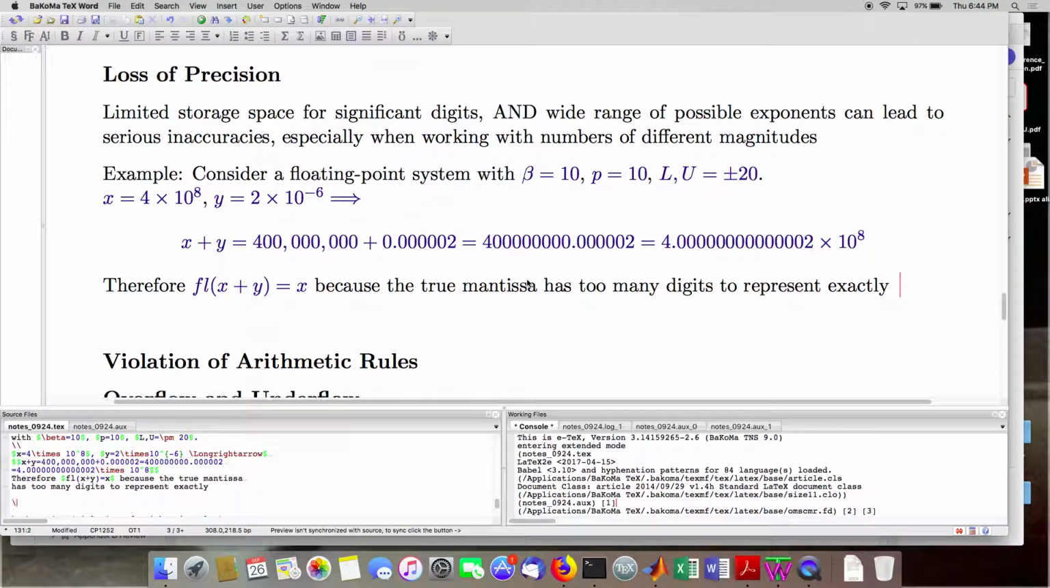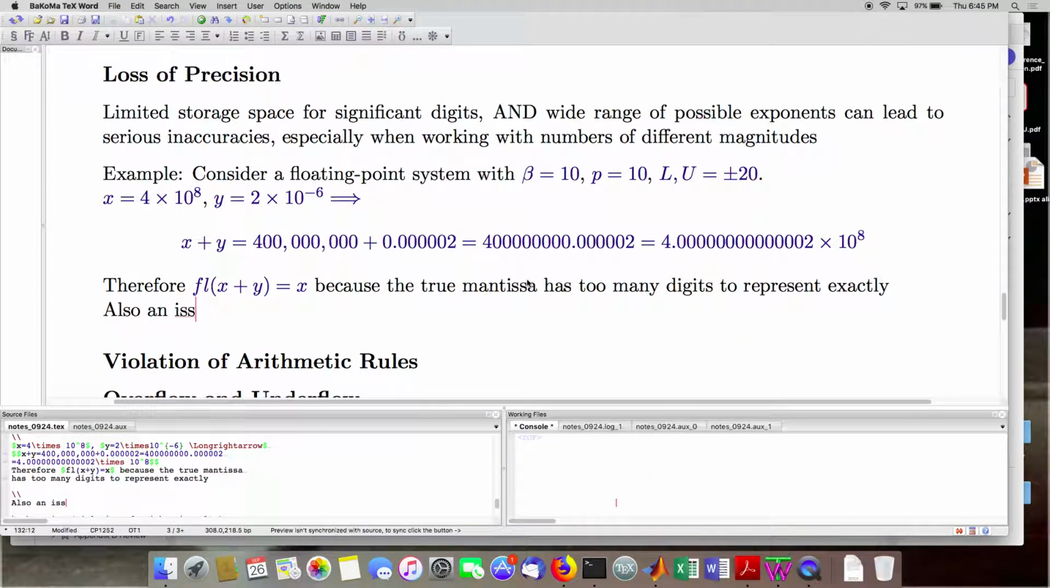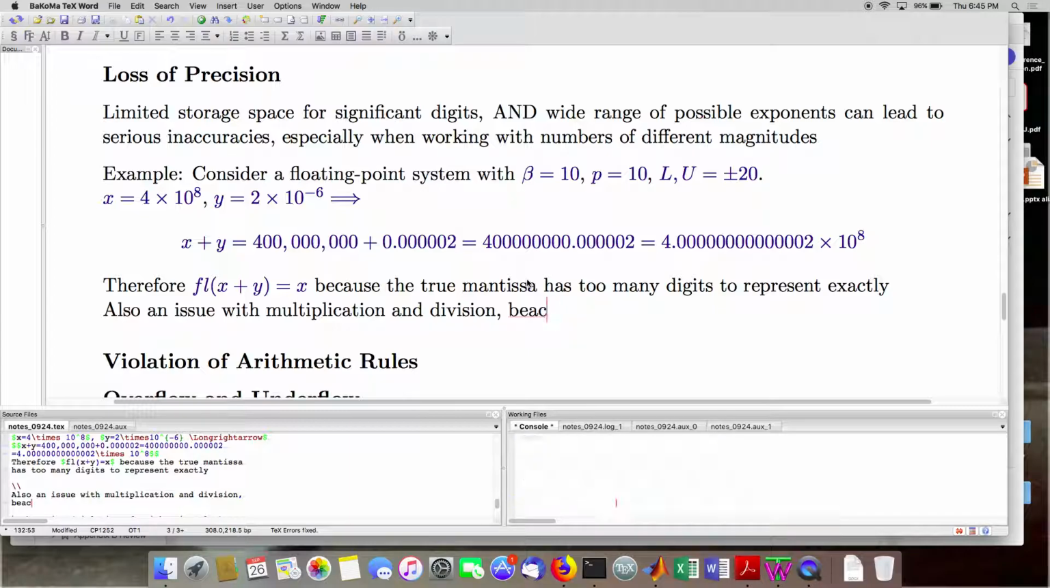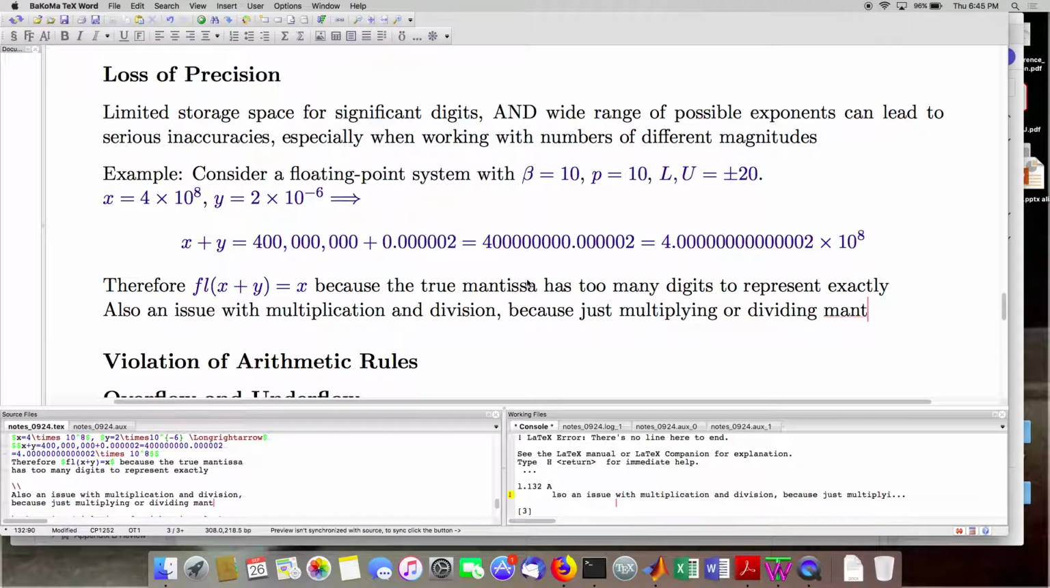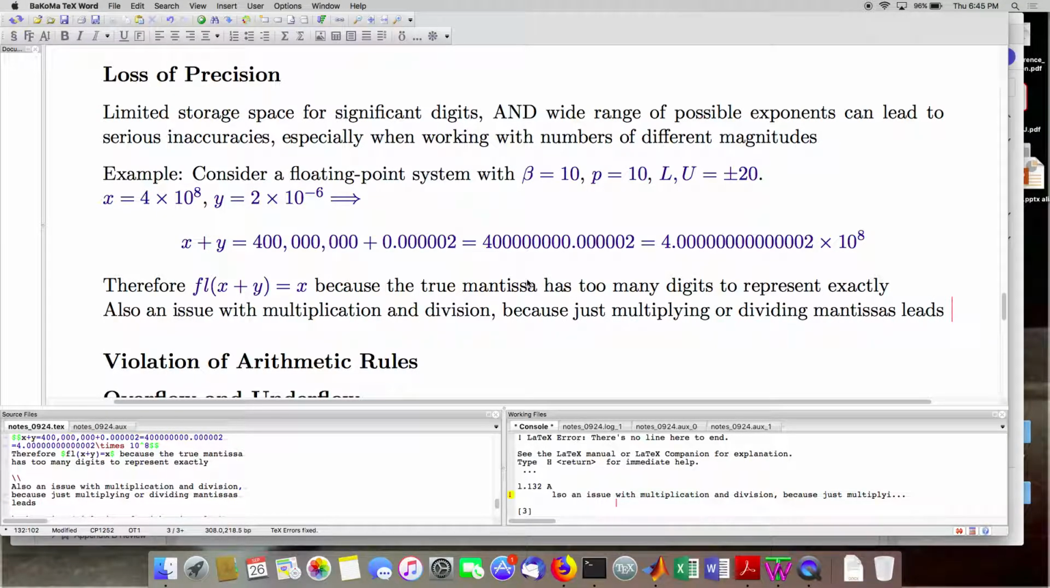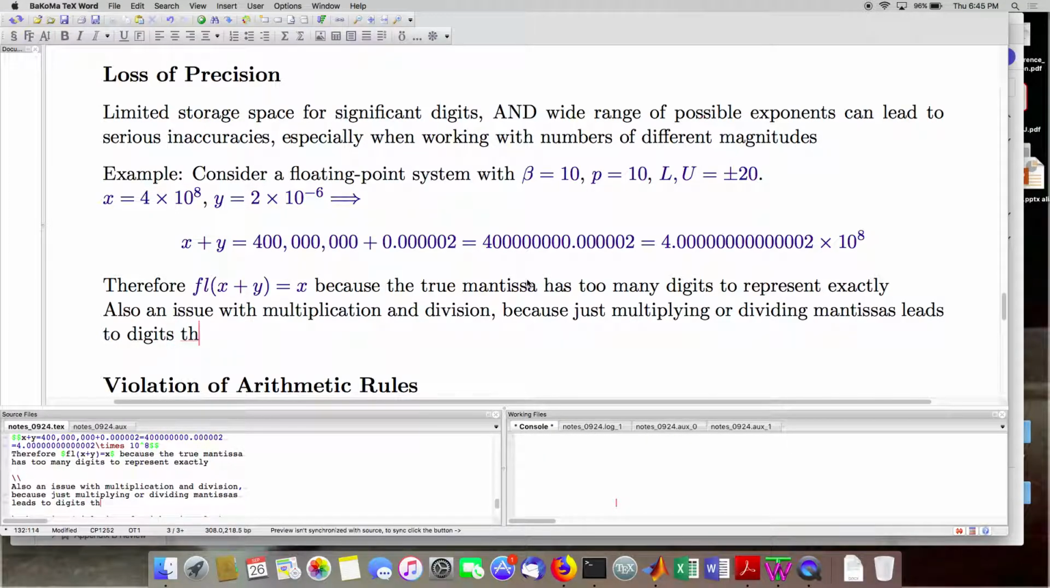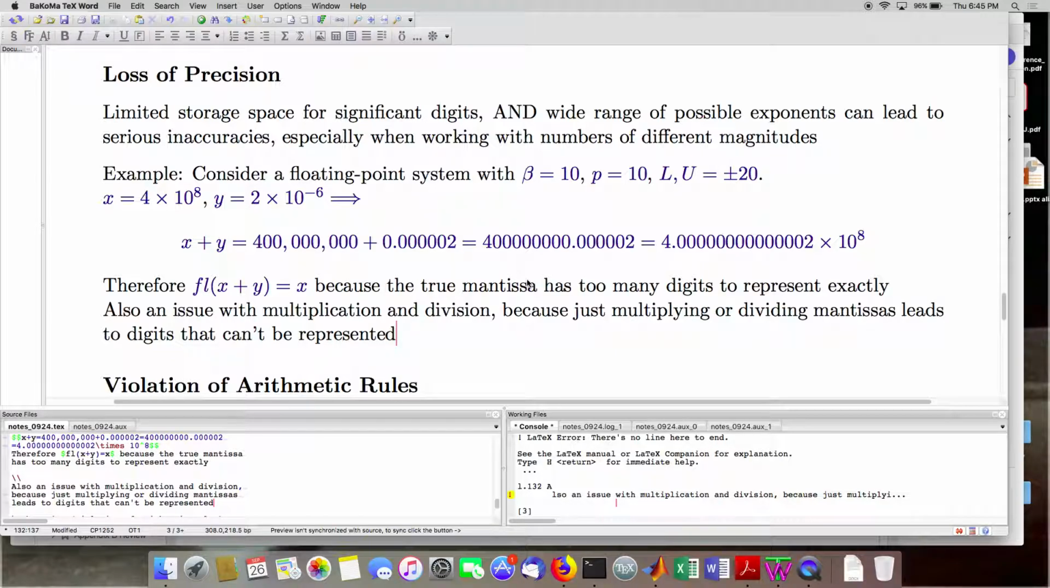Now, so there's also an issue with multiplication and division because just multiplying or dividing mantissas leads to digits that can't be represented. All right. So, as an example, I'll try to concoct one in MATLAB here.